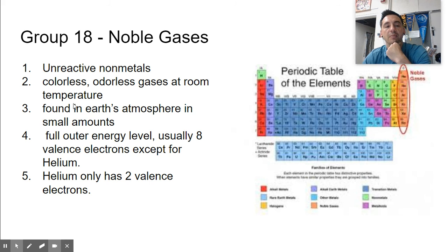Okay, so all of these are colorless, odorless gases at room temperature. If you do put electricity through them, they do turn different colors, though. So like neon lights, if you see different colored neon lights, that's usually different noble gases that just have electricity running through them.